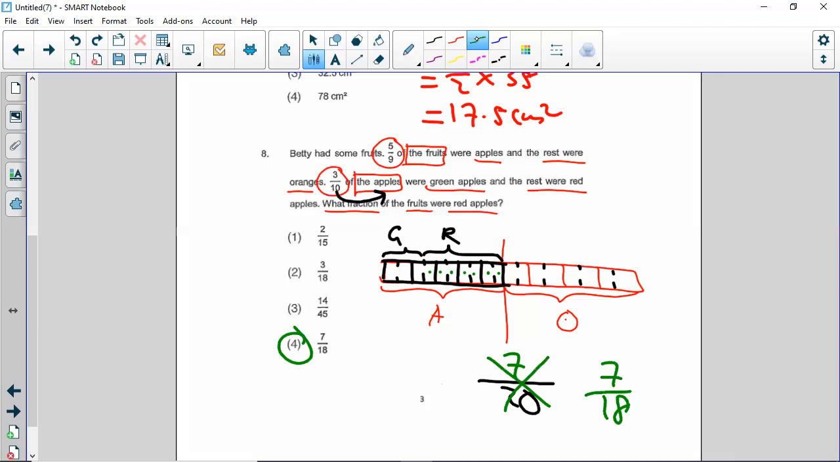Okay, model method. So what am I trying to tell you? If you see fractions, you got to draw your model, and then you find that you think lesser. You really think lesser, and you can also do faster. And there's no step also. You realize I don't write any steps. There's no steps in this question. Okay, let's go to question number 9.